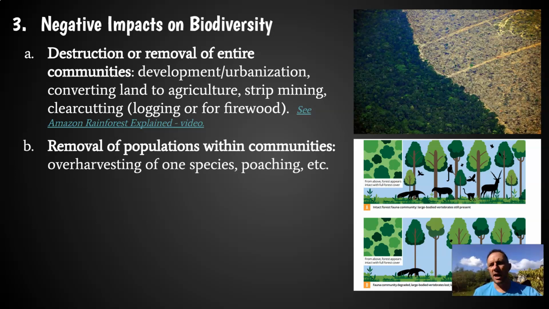Removal of populations within communities. So we're not taking out the entire communities, right? We're not taking out every population, but we're going to go after select ones, in areas where there is over-harvesting of one particular thing, that could be a plant or an animal. Really, what we're talking about here is, in essence, poaching, or where there are no regulations. So it wouldn't even be poaching because there are no rules on the books anyway.